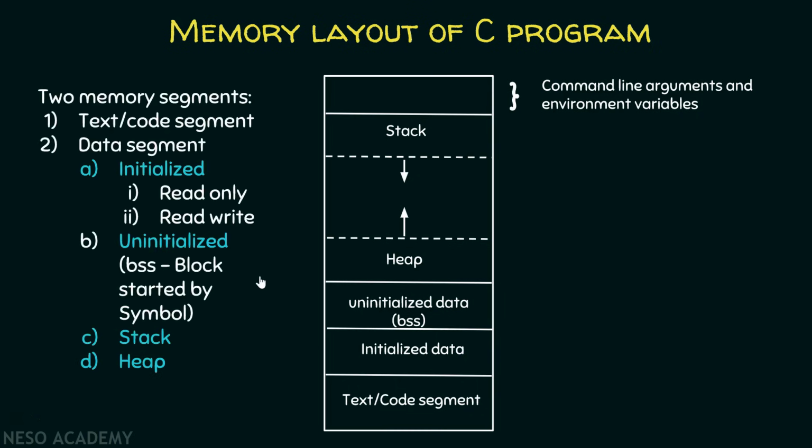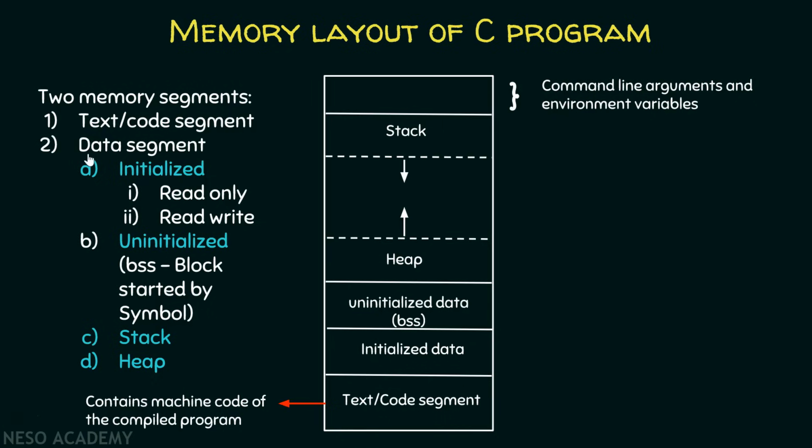Basically, there are two memory segments you have. The one is the text segment or code segment. This is the one called the text segment or code segment, where the actual machine code of the compiled program is stored. Okay? And this section is a read-only section. Let me tell you one thing.